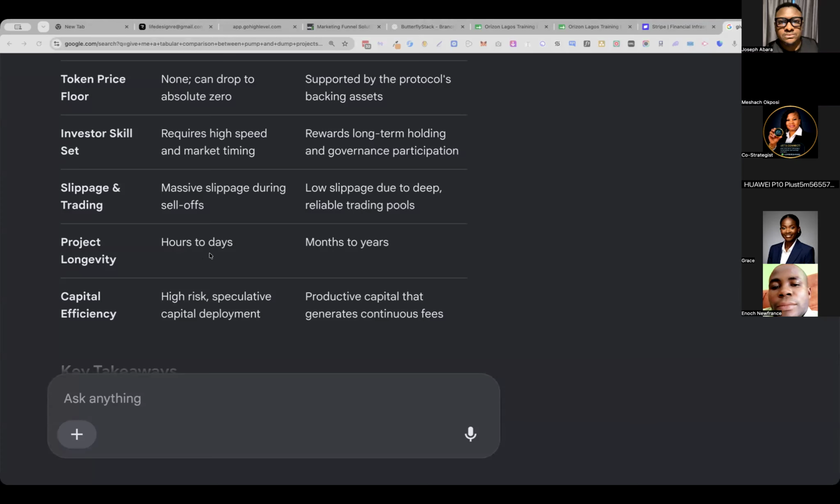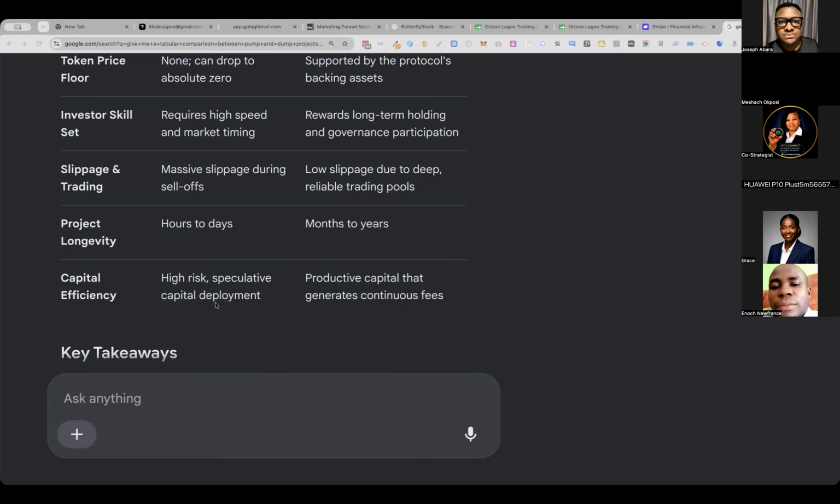That's just the situation. Next up, what about protocol-owned liquidity projects? The prices last months to years. The project lasts months to years. But pump and dump projects don't last more than this. For a real pump and dump project, once the people make money because they are doing liquidity pool manipulation, they remove their money from the liquidity pool and they rug pull the project and everybody goes home crying.